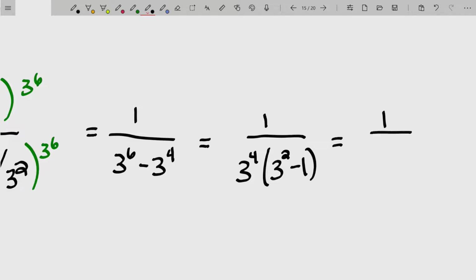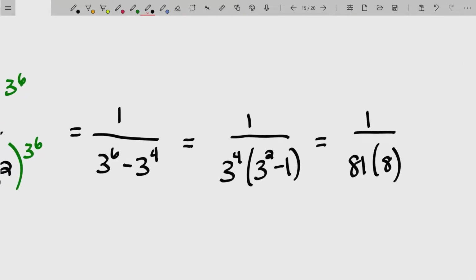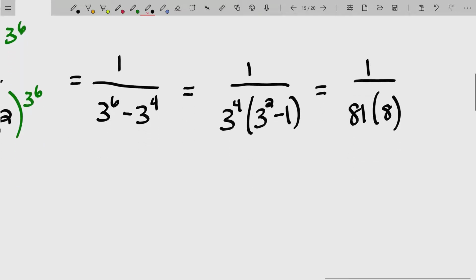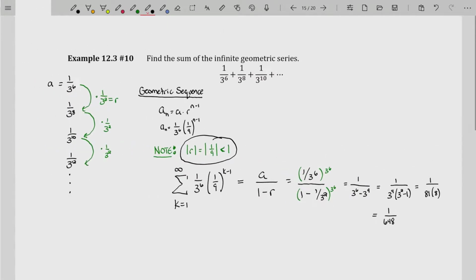3 to the 4th is 81. And 3 squared minus 1 is 8. And 81 times 8: 80 times 8 is 640, so 648. So 1 over 648 is the sum of that series.